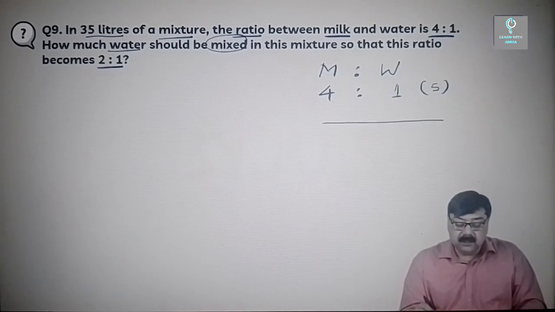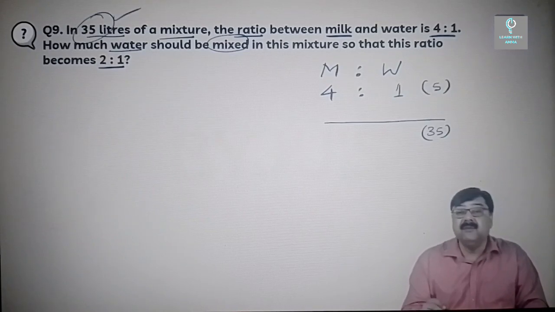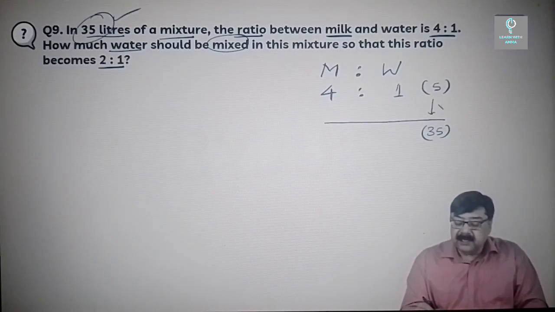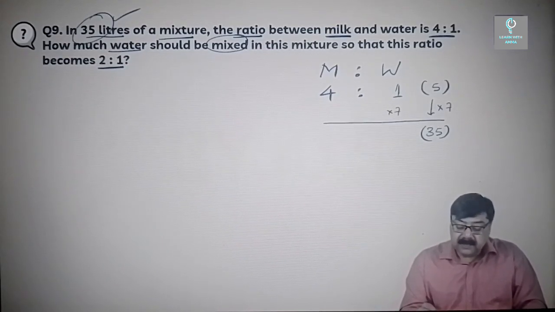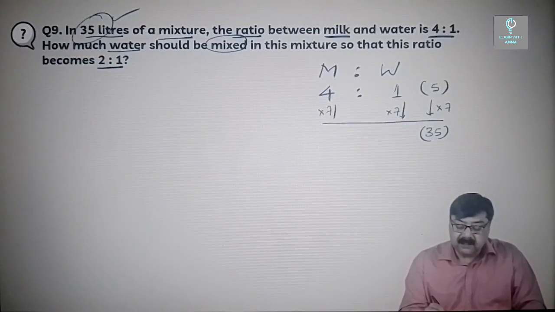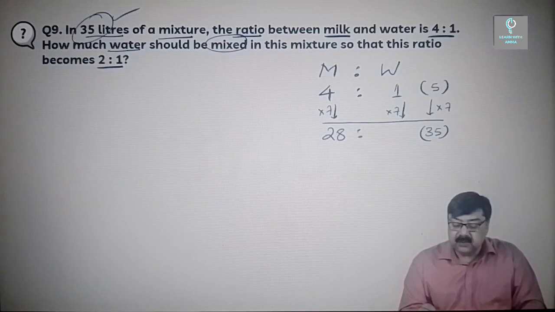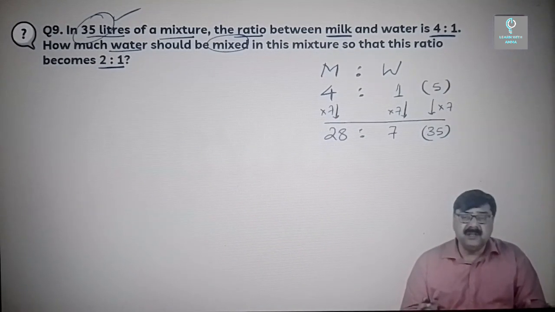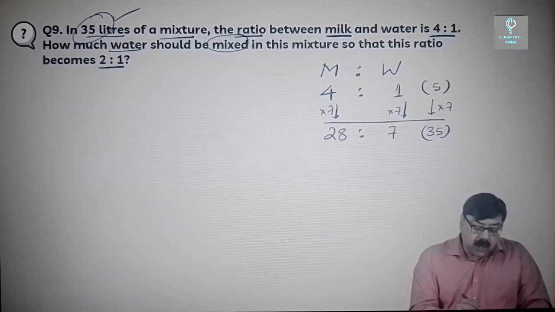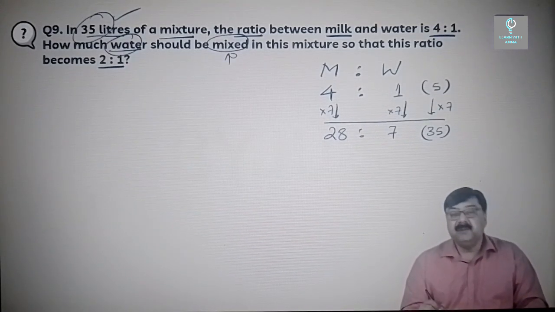The total amount of mixture is given to us as 35 liters here in the beginning of the question. So the multiplier here shall become 7. So when we look at the actual quantities, this shall be into 7, this shall be into 7. This is 28 is to 7. 28 plus 7 is 35, and 28 is to 7 is 4:1. Now how much water should be mixed in this mixture?